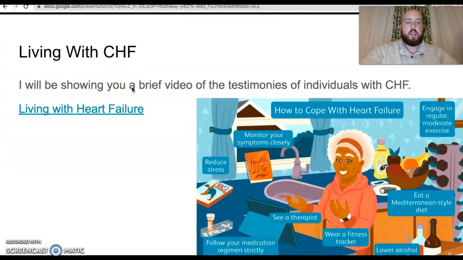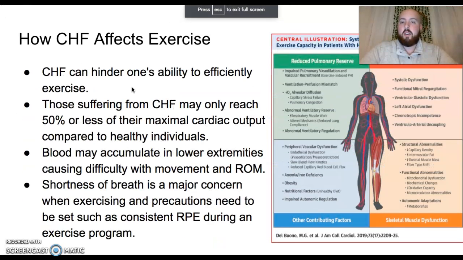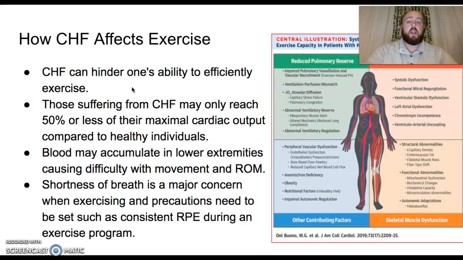Now, those were just a few testimonies of some individuals living with CHF. And CHF can affect exercise. It hinders the ability to efficiently exercise, where CHF individuals may only reach about 50% or less of their maximal cardiac output compared to some healthier individuals. Now, here on the right, we have information regarding reduced exercise function, such as reduced pulmonary reserve, reduced cardiac reserve, and skeletal muscle dysfunction, as well as other contributing factors towards CHF, such as obesity and nutritional factors.